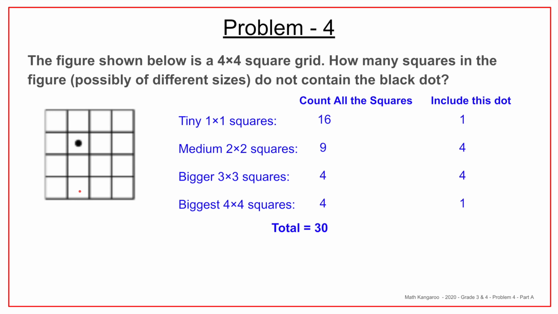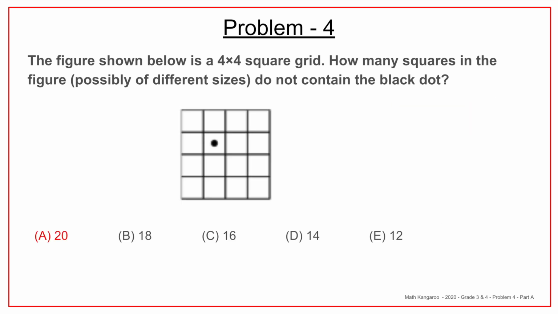Now we will add it. So we have 16 plus 9 plus 4 plus 1 gives us a total of 30, and we have 10 containing the dot. So we have total squares in here 30, and which contain the dot is 10. So how many are left? That is the squares without the dot: 30 minus 10 gives us 20, and 20 is our answer, which is option A. Now let's move on to the next puzzle.